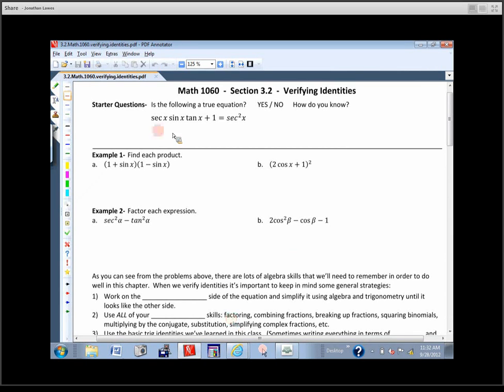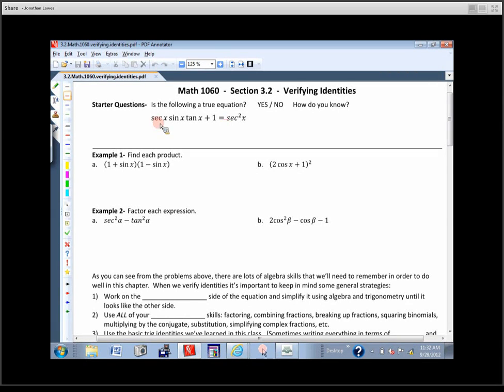All right, so the starter question is the following: a true equation? So let's take a look at this right here. I've got secant of x times the sine of x times the tangent of x plus 1. And we're wondering if that actually equals the secant squared. So on 3.1, I gave some kind of general hints. A lot of times it's useful to rewrite everything in terms of two trig functions. What two are those? Sine and cosine.